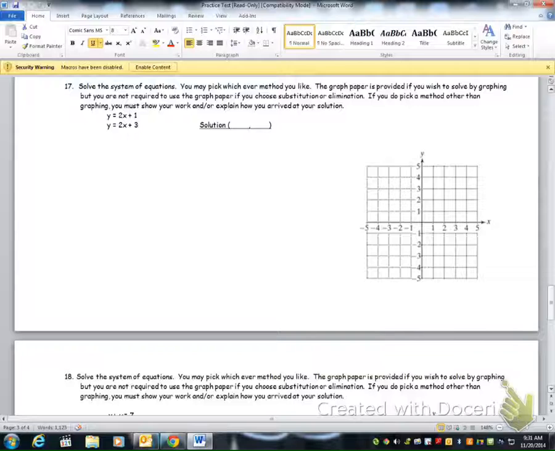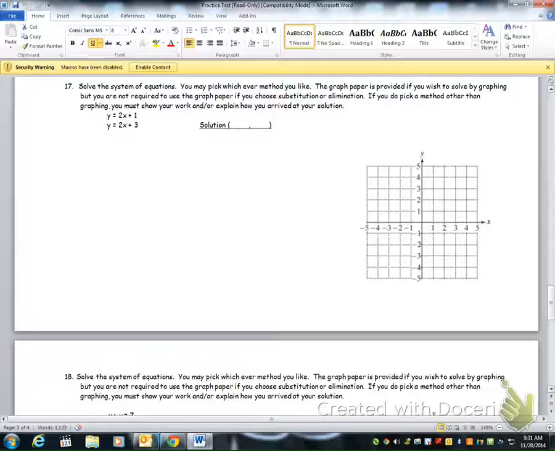Okay, so we're going to look at number 17. Notice this one, it says you may pick. So you can use whichever method you feel most comfortable with. Now, this one is kind of unique, and we didn't go over any examples like this in class, so I definitely wanted to hit this one. The reason we didn't go over examples like this in class is because IXL doesn't have any like this. Okay?